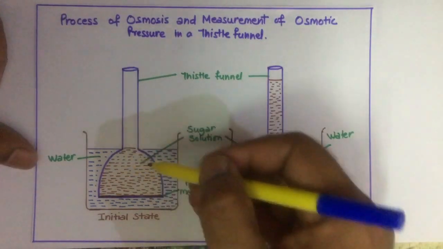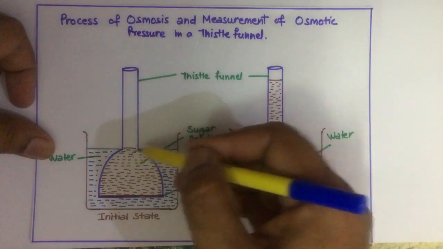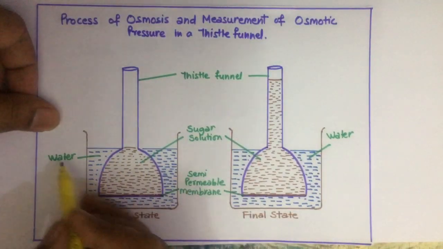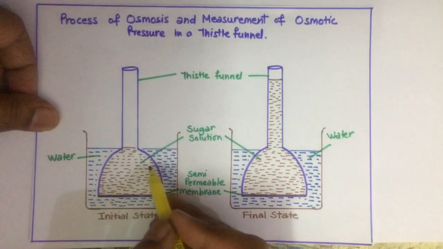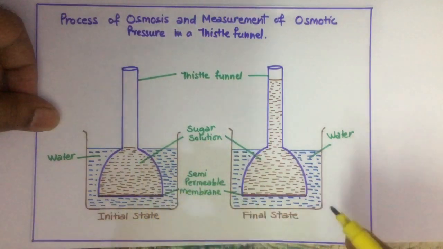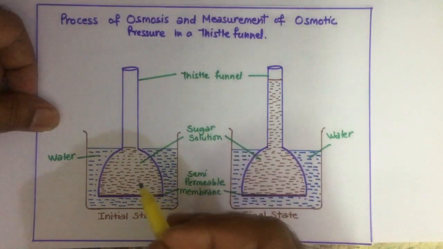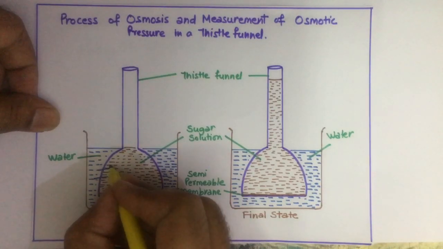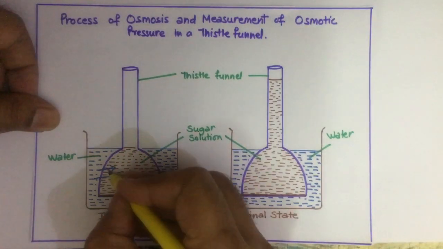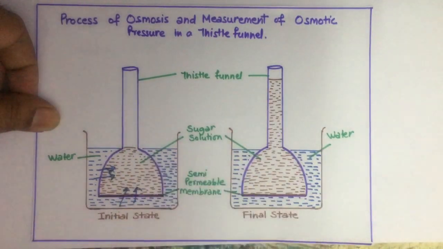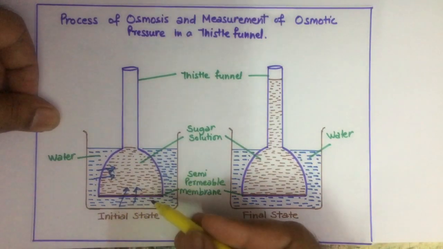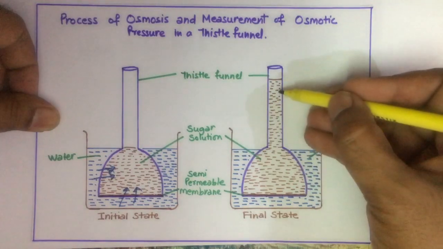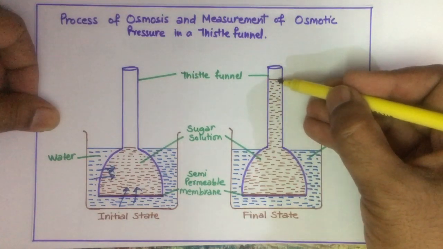Now this thistle funnel containing sugar solution is lowered in a beaker containing water. This is a beaker which contains water, and the thistle funnel containing sugar solution is lowered in it. There will be movement of water molecules. Water molecules will move from the beaker to inside the thistle funnel through the semi-permeable membrane. When the water molecules go inside the thistle funnel, there will be a rise in the level of water in the neck of the thistle funnel.